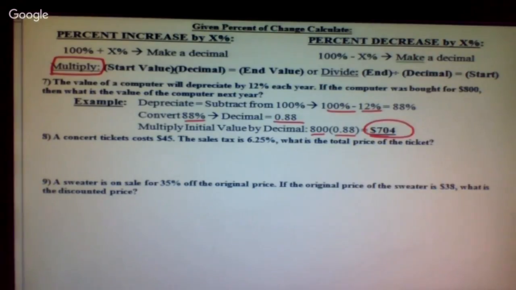Yes. With that start value and end value, that's still original and new, based off of that. Yes, your starting value would be your original, and your ending value would be your new.